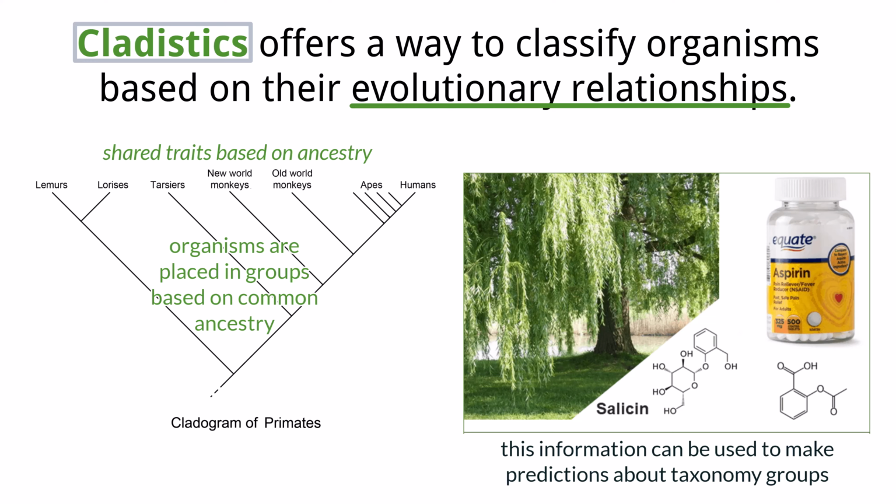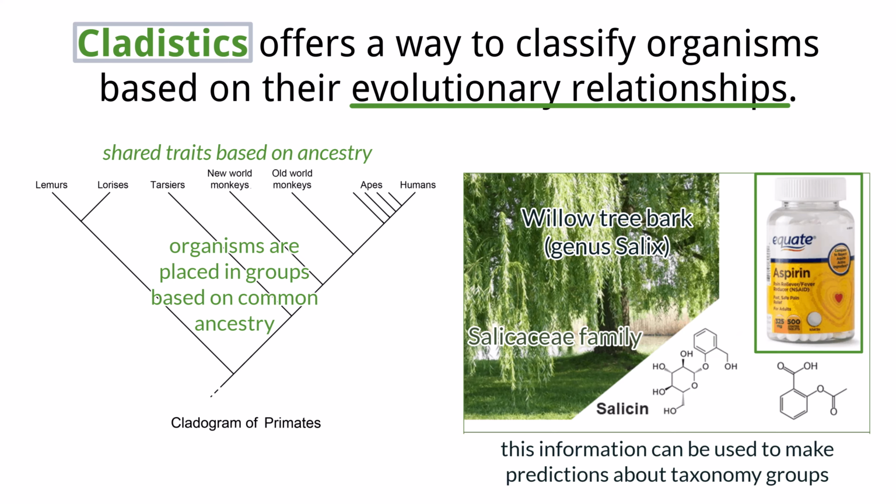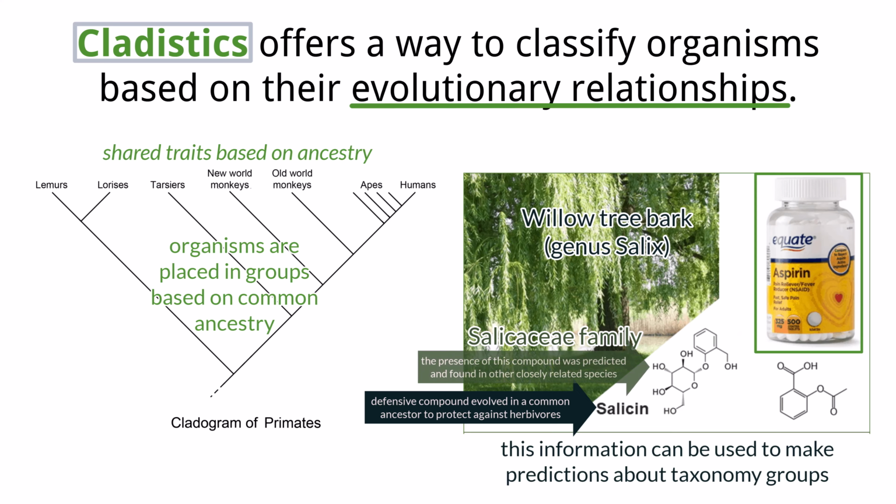One example of this can be seen with the discovery and development of aspirin. For centuries, diverse cultures utilized willow tree bark, genus Salix, to treat pain and fever, but it wasn't until scientists applied predictive cladistics to the broader Salicaceae family that the full chemical potential of this group was realized. By identifying salicin as a defensive compound evolved in a common ancestor to protect against herbivores, researchers were able to predict the presence in closely related branches of the evolutionary tree. This guided them towards meadowsweet, Filipendula ulmaria, and various poplar species, which contained high concentrations of the compound.